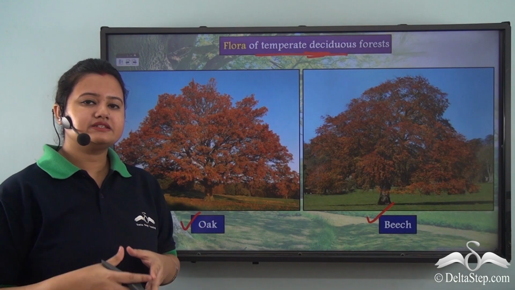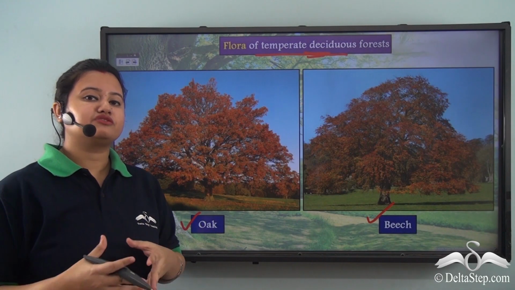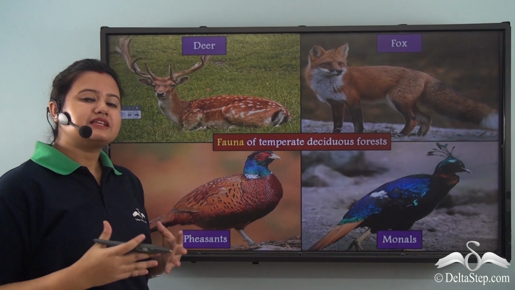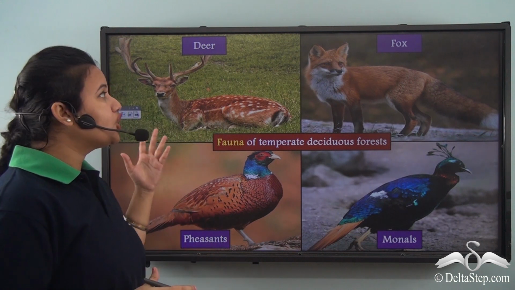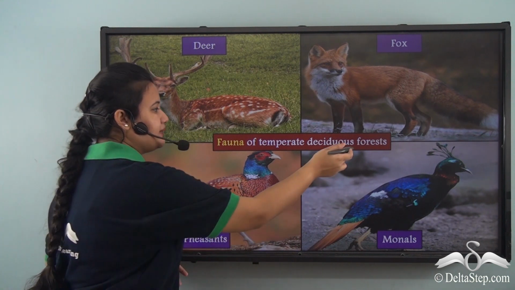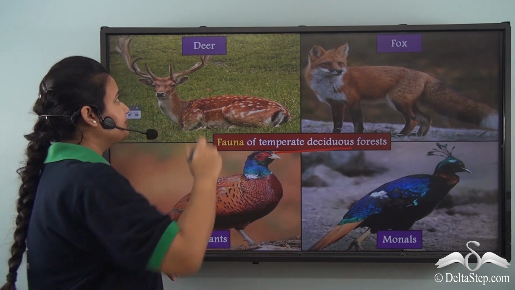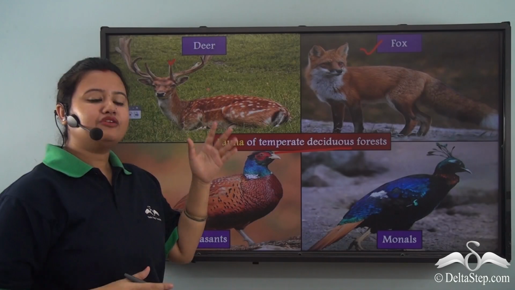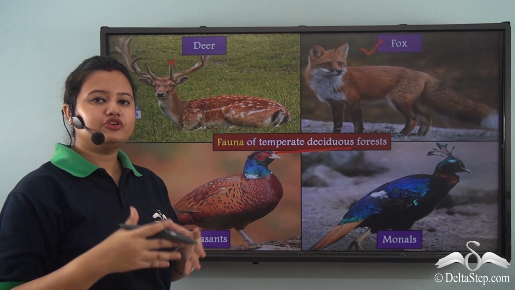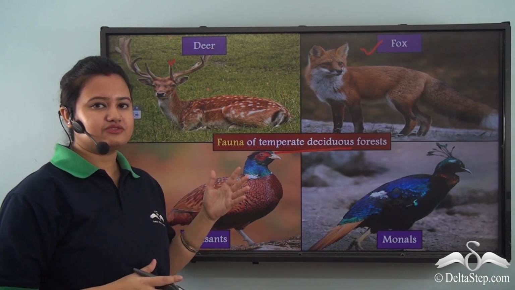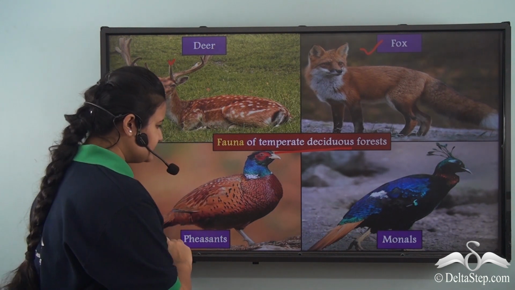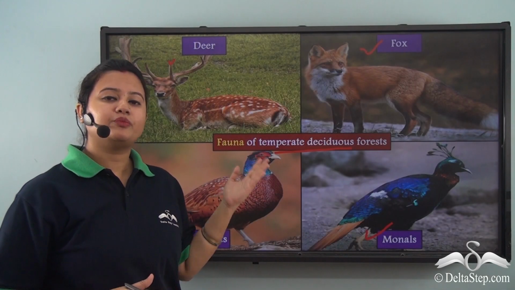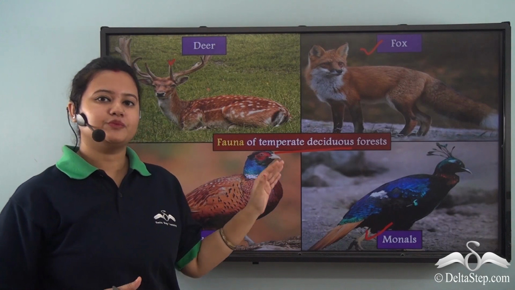Now let us discuss some of the animals that are found in these forests. Well, some of the animals that are commonly found in these temperate deciduous forests are deer, fox, etc. Now, apart from these animals, some colorful birds are also found in these forests, and they include pigeons and monals. So these are some of the prominent fauna of temperate deciduous forest.